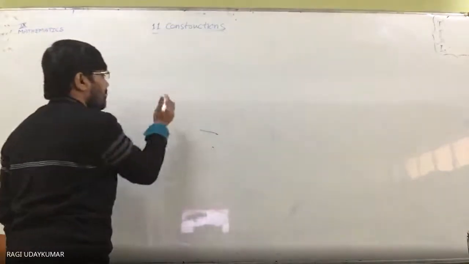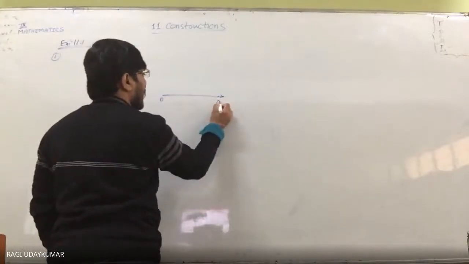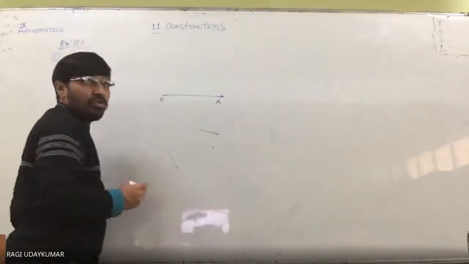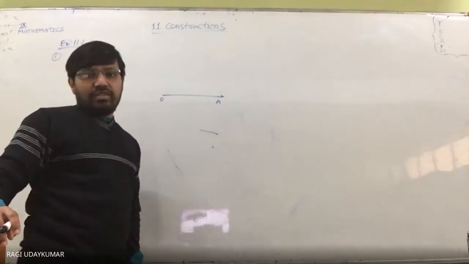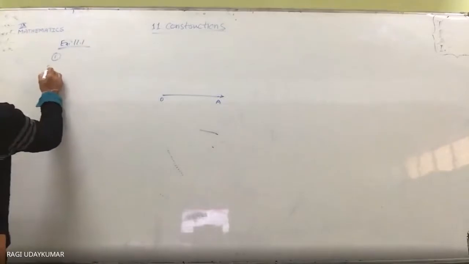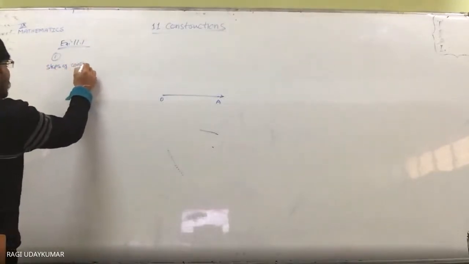So 90 degrees angle. First you draw a ray. Let us name it OA. And at the initial point, the initial point is O, at this point, you need to construct the 90 degrees angle. So to construct 90 degrees angle, first, what is the first step here? Steps of construction are written here.